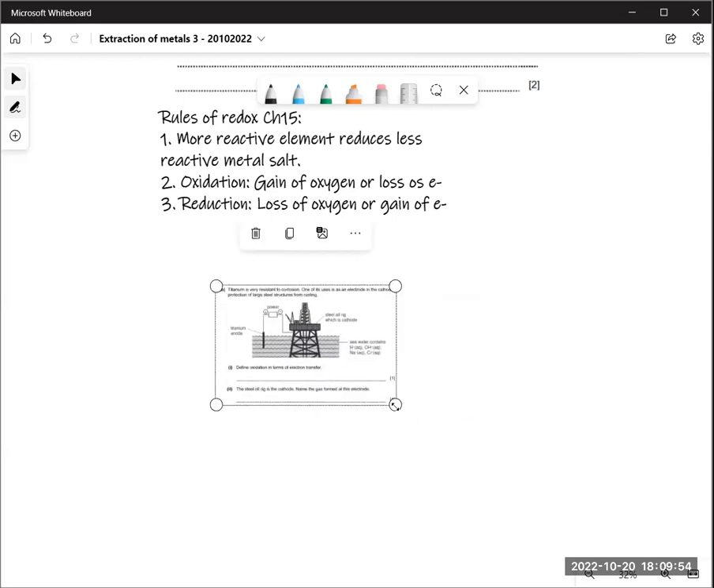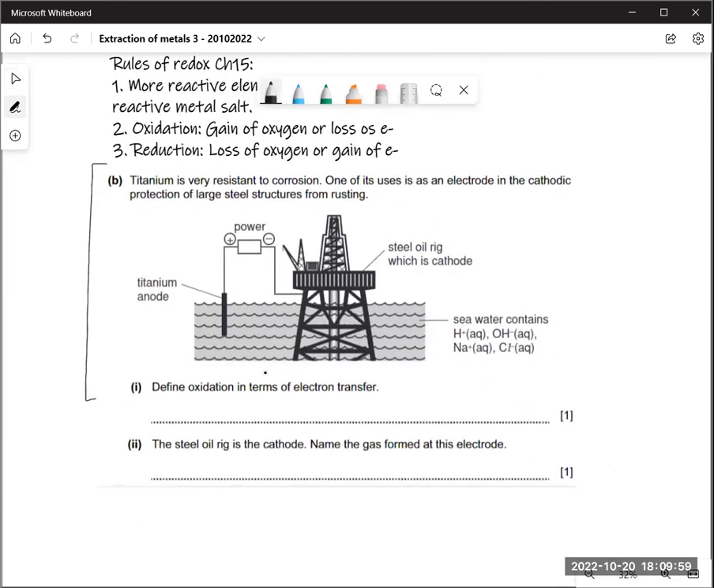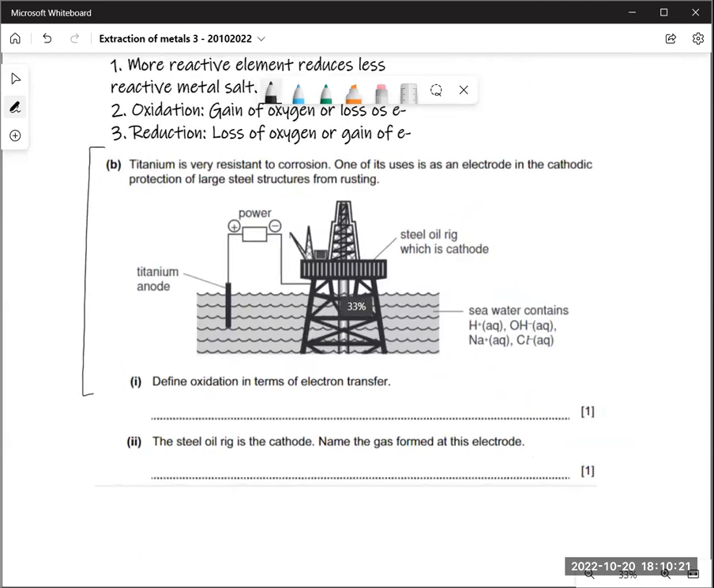Quickly read the question. Diana, read the question. Titanium is very resistant to corrosion. One of its uses is as an electrode in the cathodic protection of large steel structures from rusting. Define oxidation in terms of electron transfer. The steel oil rig is the cathode. Name the gas formed at this electrode. Stop. Diana, answer the first question first.